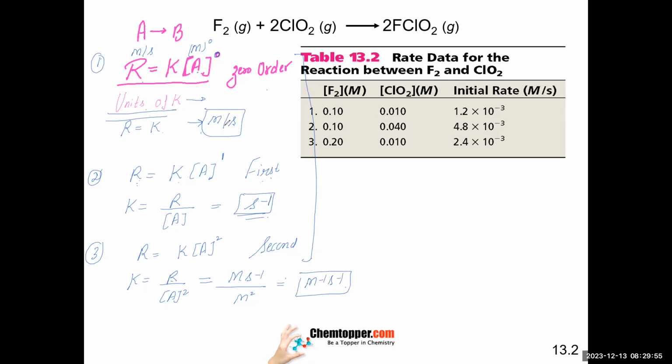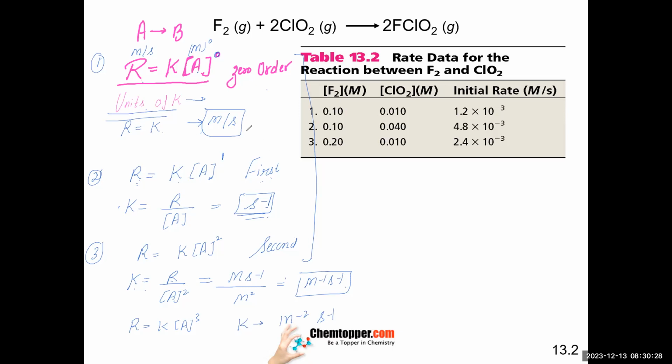It's a mathematical sequence. Zero order, molar per second. First order, molar cancelled, only per second. Second order, molar raised to power -1 per second. I said higher orders are not there, but let's say somebody asks you the rate law for the third order: rate equals K times concentration of A raised to power 3. What's the units of K? Don't you think it will be M^-2 s^-1? Isn't it?